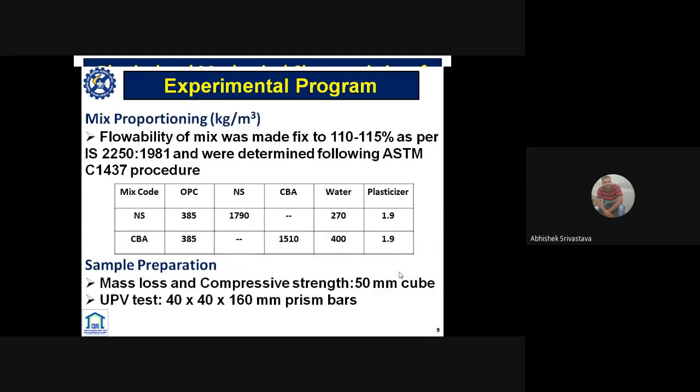So for the mix proportion, the flowability of the mortar mix was fixed as per IS 2250, 110 to 115, and the flowability of the mortar was estimated using ASTM C1437 as per its procedure. This is the mix proportioning of the different materials. Sample preparation involves mass loss and compressive strength. For estimating the mass loss and compressive strength, 50 mm cubes are used as per ASTM C109, and the UPV test was done on prism bars of size 40 by 160 mm.